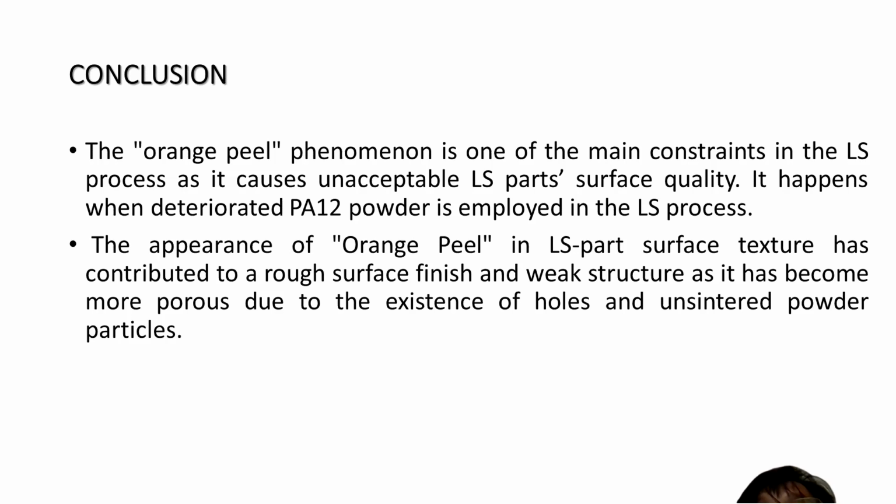The appearance of orange peel in the laser sintering part surface structure contributes a rough surface and weak structure, as it becomes more porous due to the existence of holes and unsintered powder particles. The investigation has succeeded in classifying the degree of seriousness of orange peel surface texture into three major groups based on the result of the roughness measurement of part surface texture.